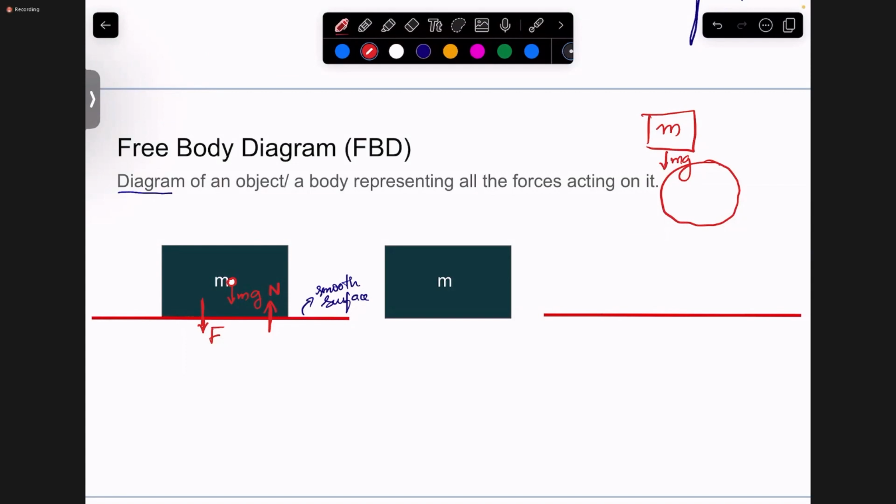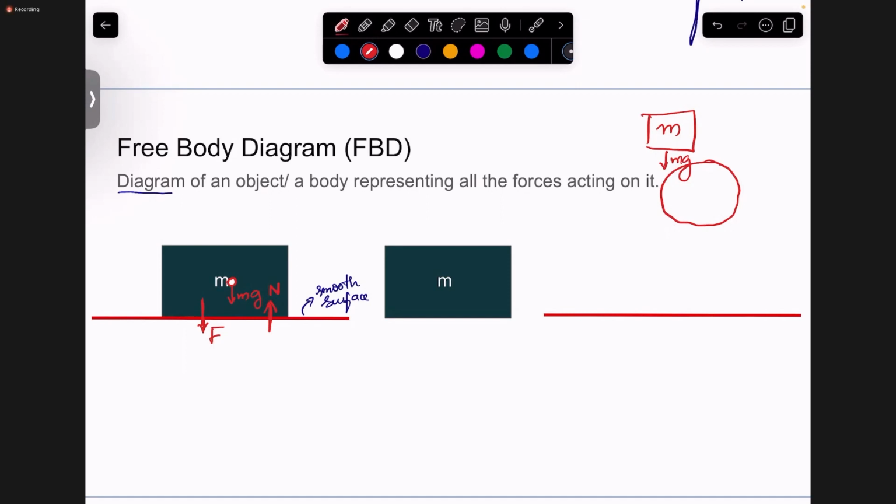So what is acting? First, there is mg, a force on every object that is on earth. Despite it being on the surface of some floor or hill or table or in a car or anywhere, even if it is suspended in air, or if you're throwing an object up in the air, this mg force is always acting towards the center of earth. So that is always there.